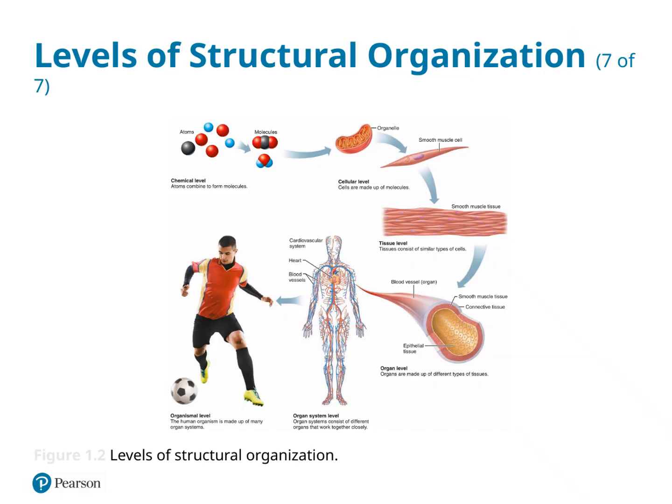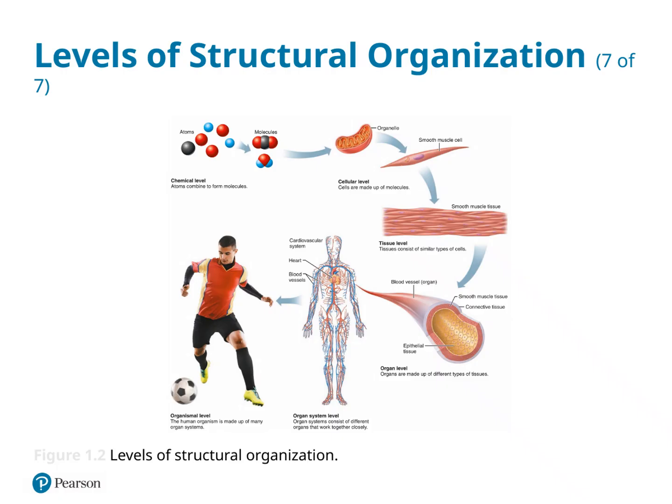This figure puts the levels of organization into one continuous example. At the chemical level, atoms combine to form molecules. Molecules are used to build organelles in cells. Here, the example is a smooth muscle cell. Similar smooth muscle cells combine to form smooth muscle tissue. Different tissues then combine to form an organ, such as a blood vessel.